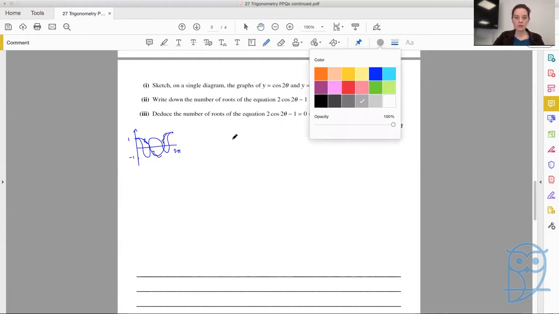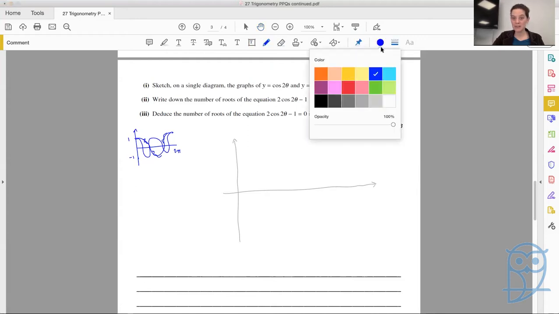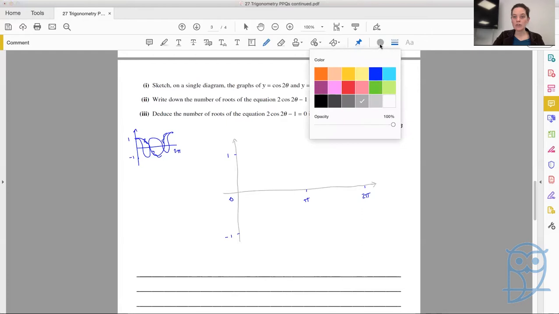So we get out our pencil and our ruler, and we attempt to draw straight lines for our axes with our ruler. Okay, and then we get our pen to do our labeling because we're sketching here for marks, so it's got to look a bit pretty. So we have 2 pi, we have pi, we have 0, and we're just drawing plain cos, so it's 1, 2, -1.